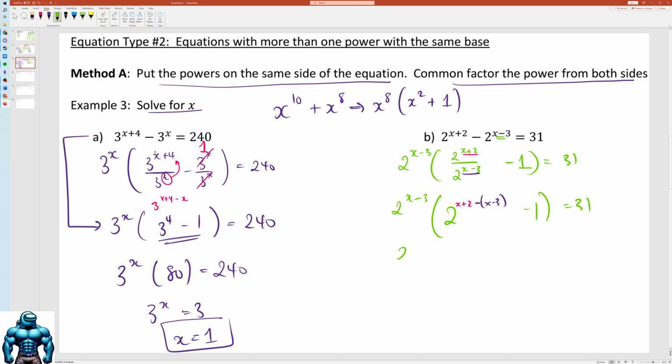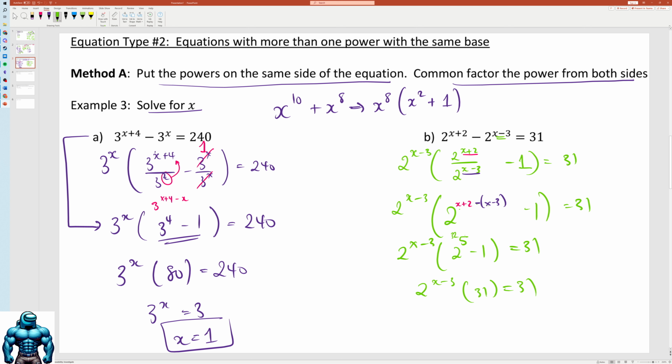Okay, we're getting there. 2 to the x minus 3. And let's clean up this exponent now. The x take away x, well, there are no more x's, plus 2. Subtract the negative 3 is actually a 5. Take away 1 is equal to 31. And then 2 to the exponent of 5 is actually 32. Take away 1. And oh, how nice of Mr. Wills. He has created a nicely solved equation.